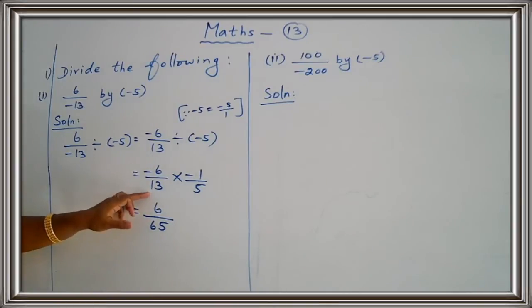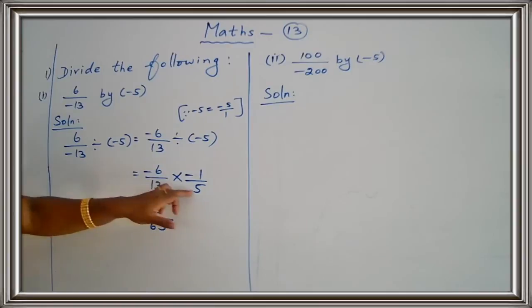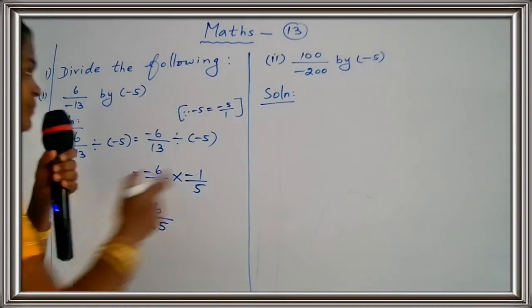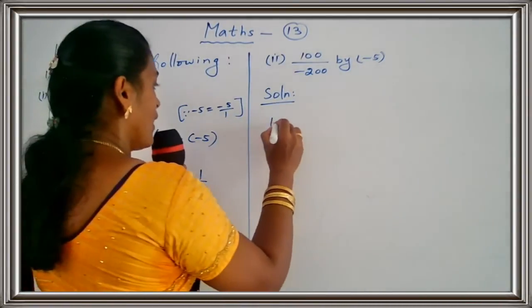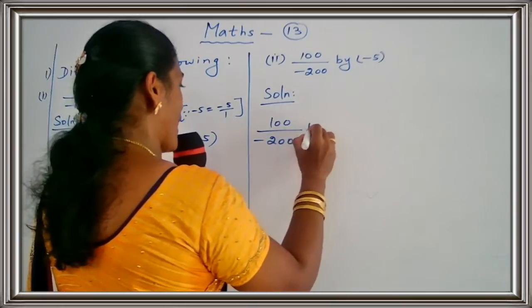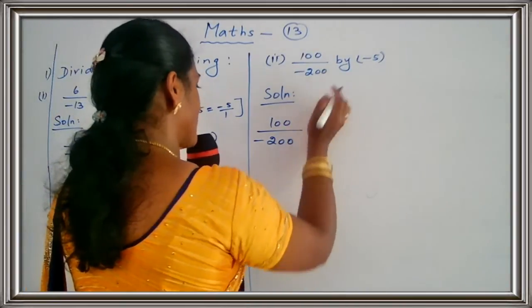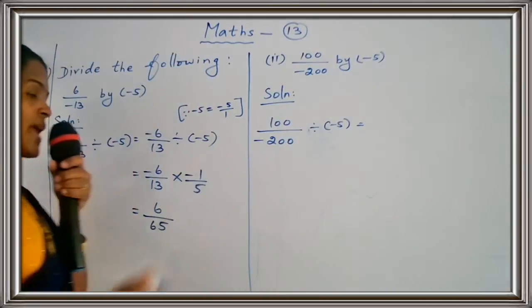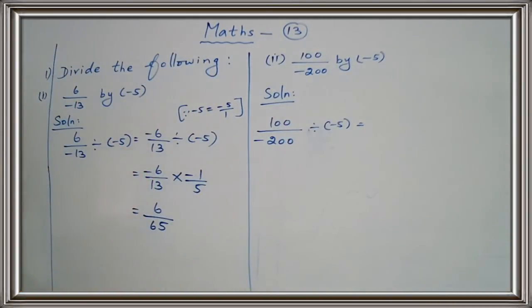Now, between numerator and denominator, are there any common factors? No. So we multiply numerator by numerator: minus 6 into minus 1, minus into minus is plus, so 6. Next, we multiply denominator by denominator: 13 fives are 65. So your answer is 6 upon 65. Okay children, do you understand? Yes. Now you come to the second one.